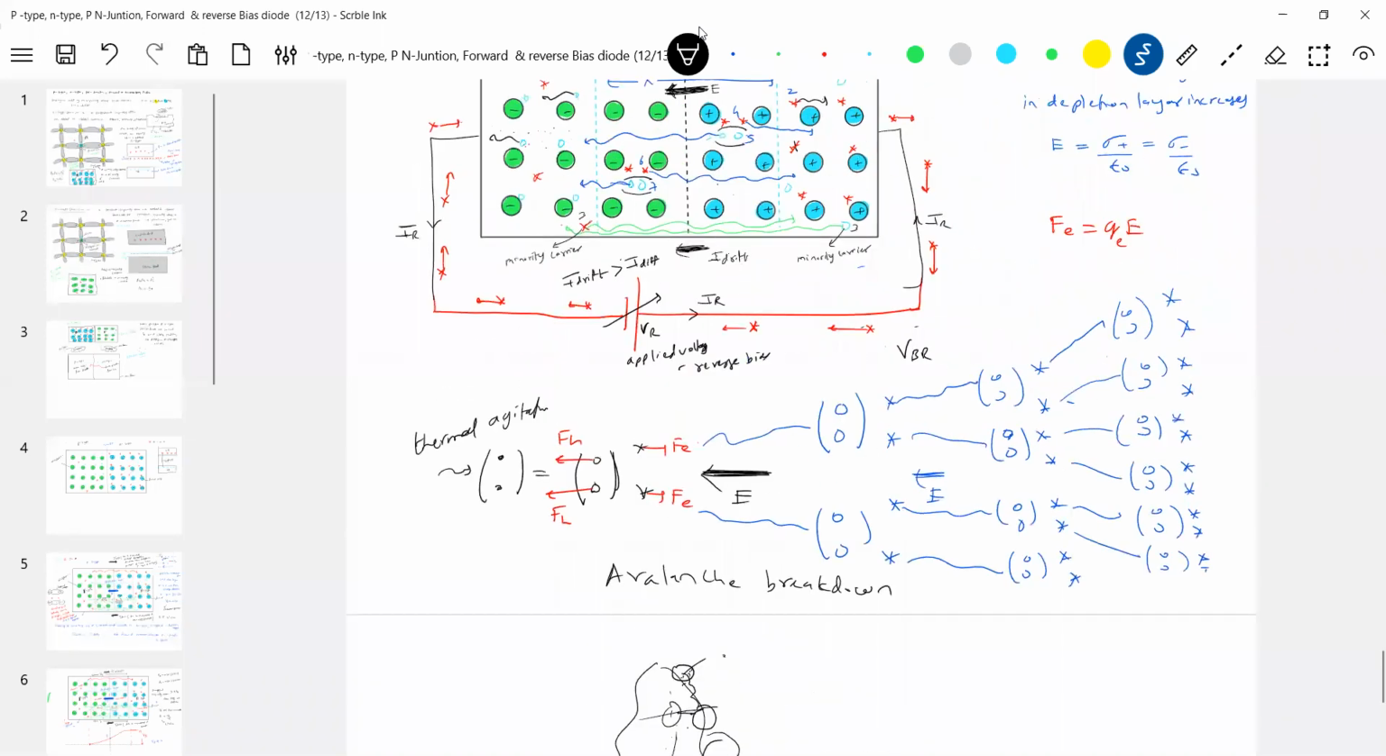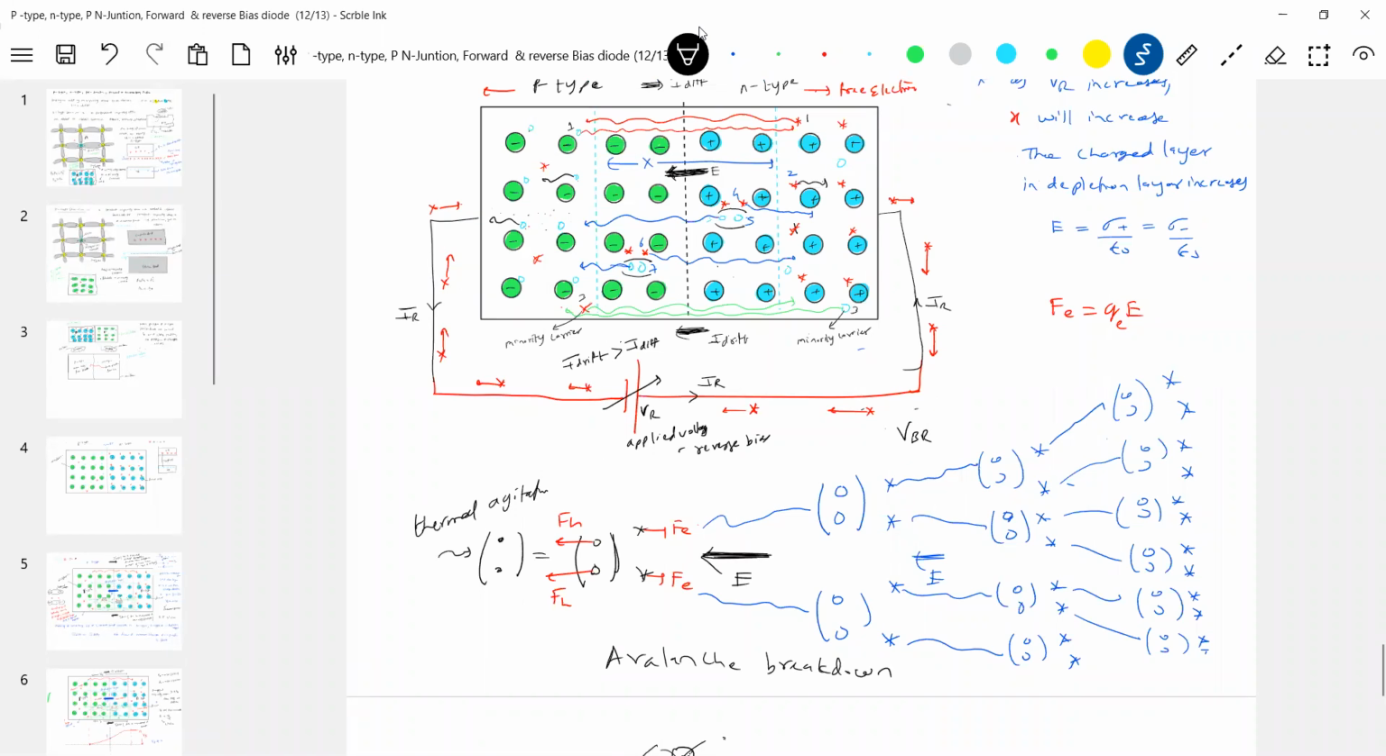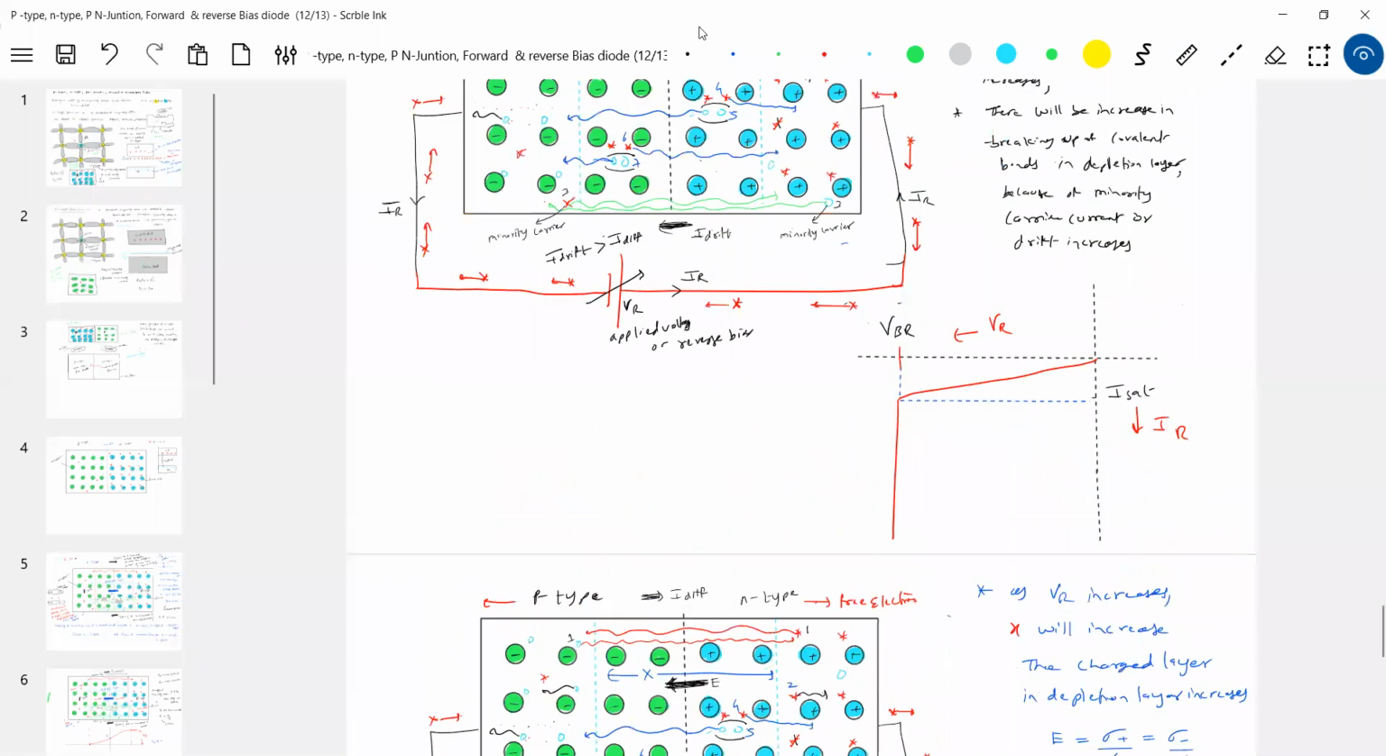The same thing is happening here. One electron will liberate millions of electrons. Suddenly a large number of minority carriers will flow. What will happen to the large number of electrons? They will be pulled like this, no? And there will be a reverse current, a large current will flow. That's why the graph. Are you getting the idea? So shall I say breakdown occurred? What do you mean by breakdown?